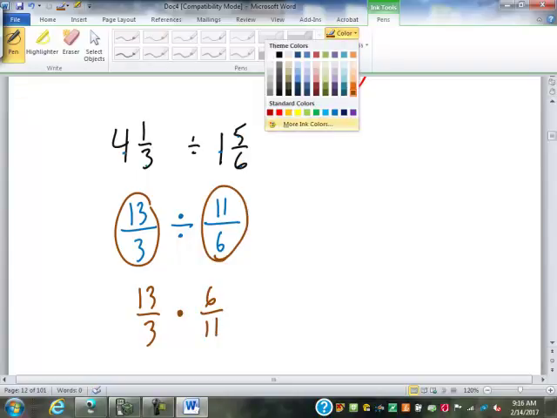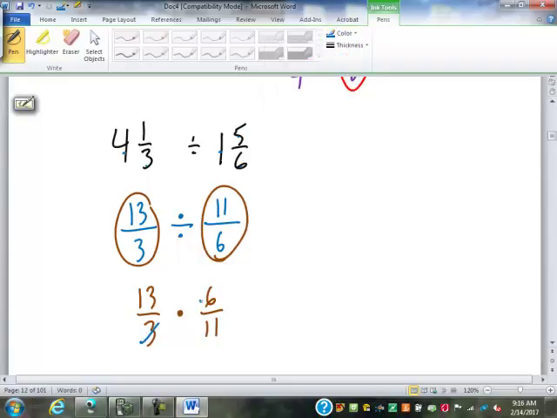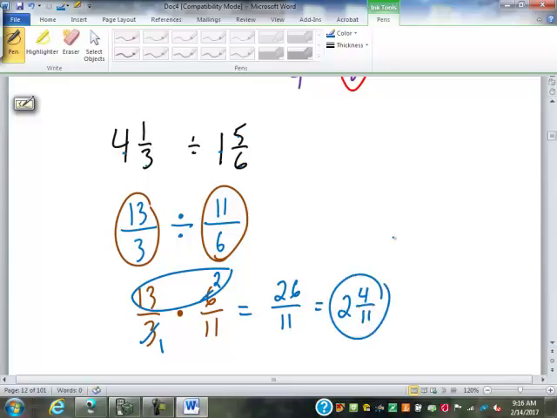Now what? We can reduce by a 3 there, so we get 1 and a 2. 13 times 2 is 26. 1 times 11 is 11. Which will reduce to 2 and 4/11. 11 goes in there twice, that's 22 with 4 left over.